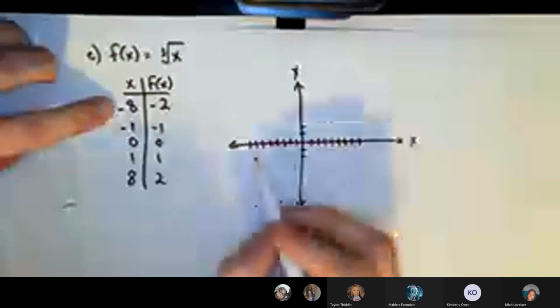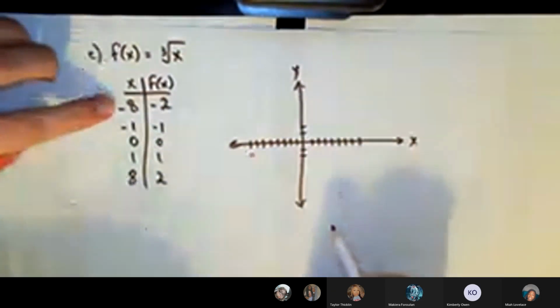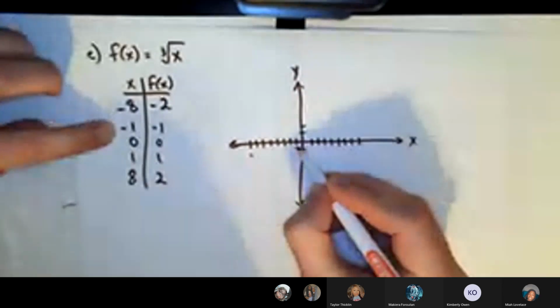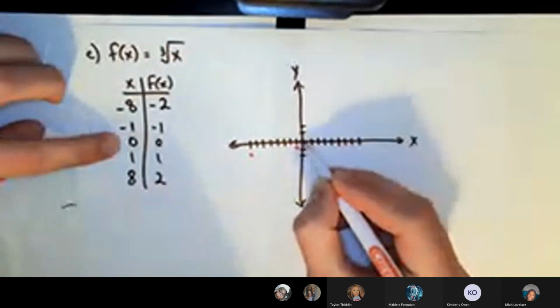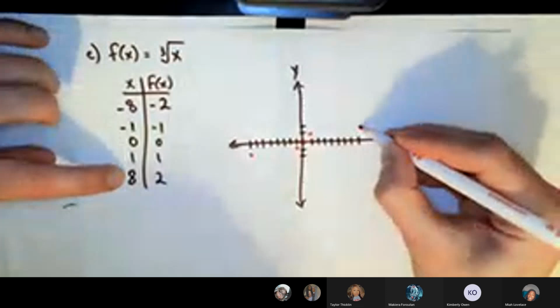All right, so x is -8 all the way over here. Y is -2. There's that point. -1, -1 is right there. 0, 0, that's easy to find. That's right there. And now it's going to be kind of mirrored over into this first quadrant. 1, 1 is there, and 8, 2 is all the way over here.